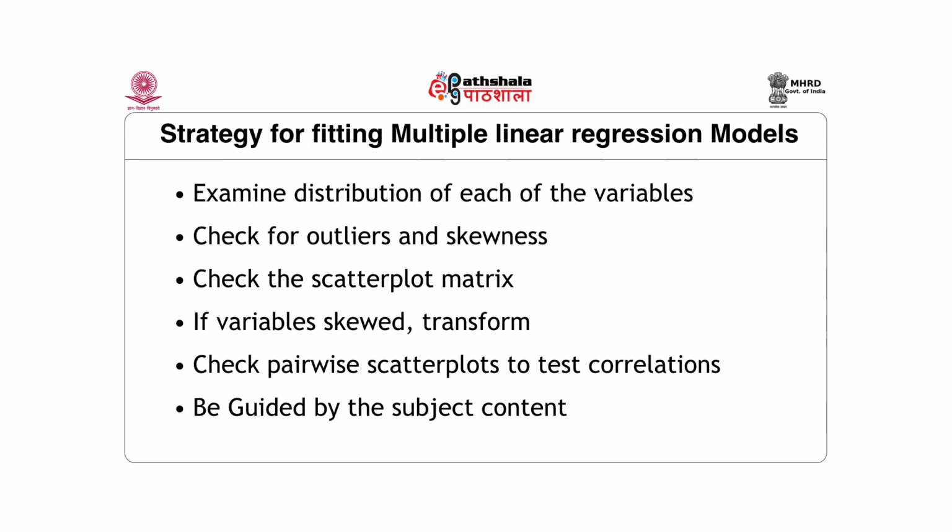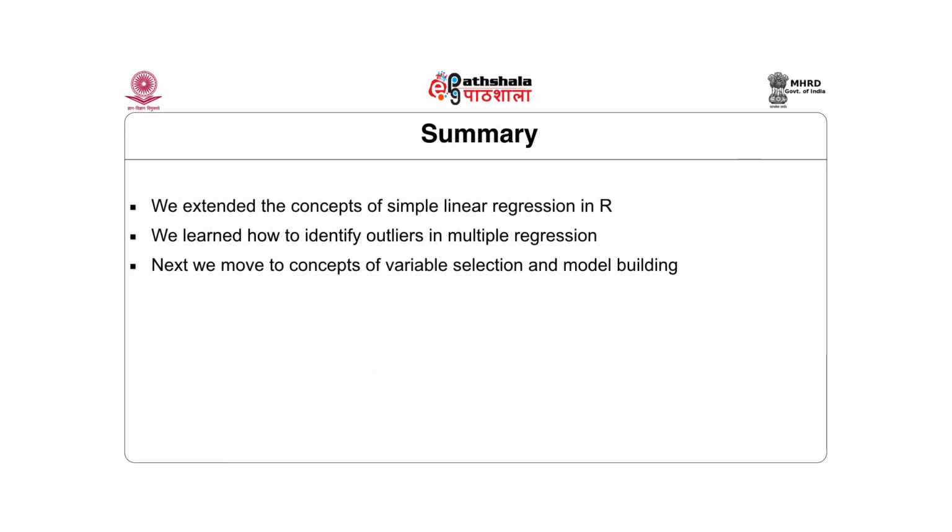So to summarize, there are some strategies. You examine the distribution of each of these variables, you check for outliers and skewness, you go for a scatterplot matrix to see their distributions, and then if needed, you transform those variables. We'll see how we do that. And then finally, we extended the concepts of a simple binary linear regression. We learned that we can identify outliers in these things, and we can do certain things. In the next phase, we're going to look into the concepts of variable selection and model building. All right, so keep learning.